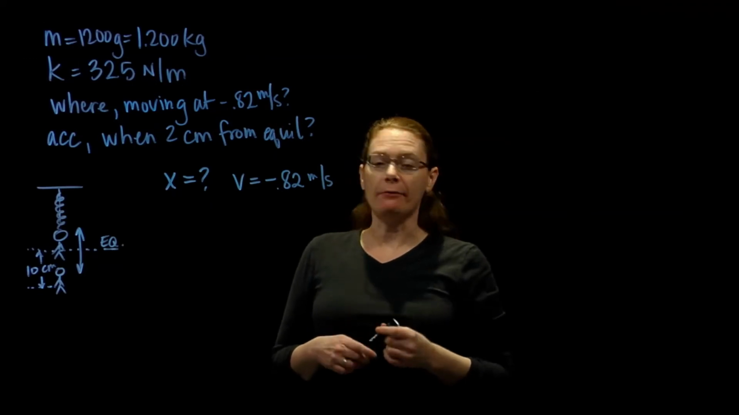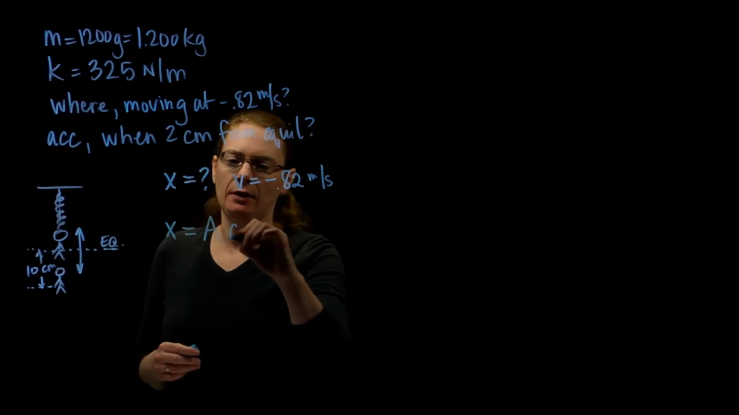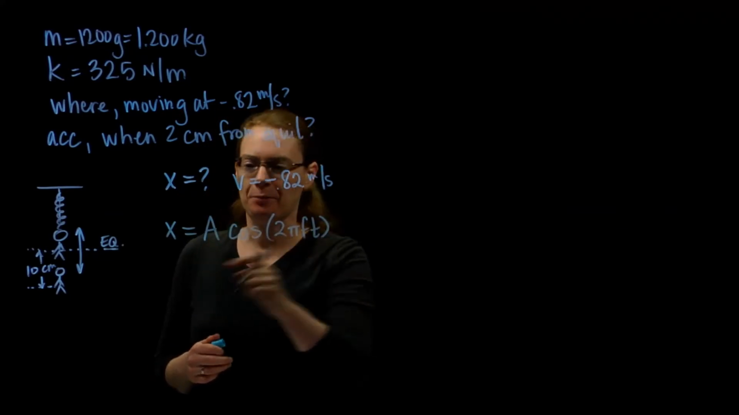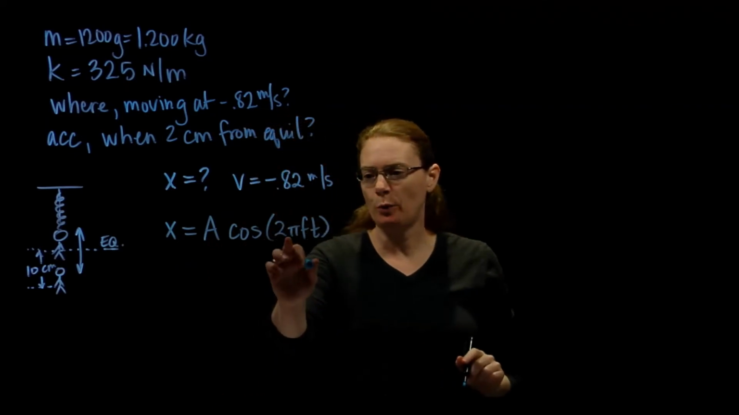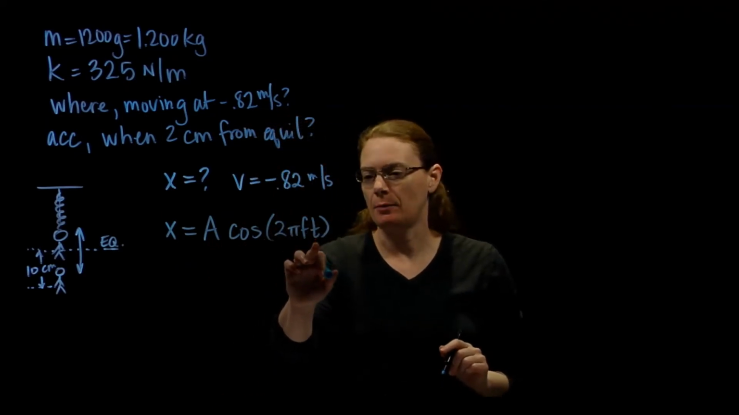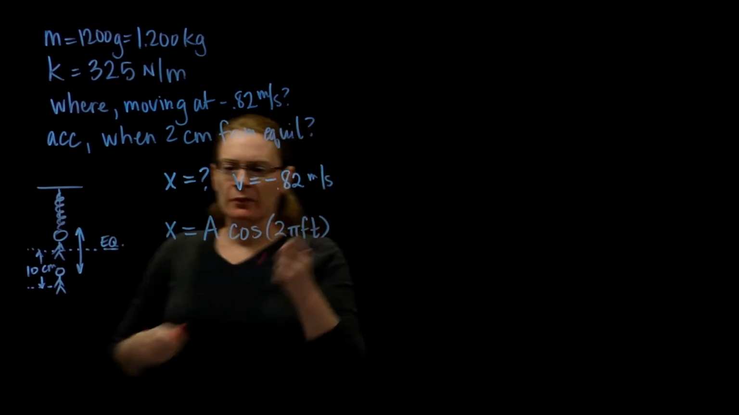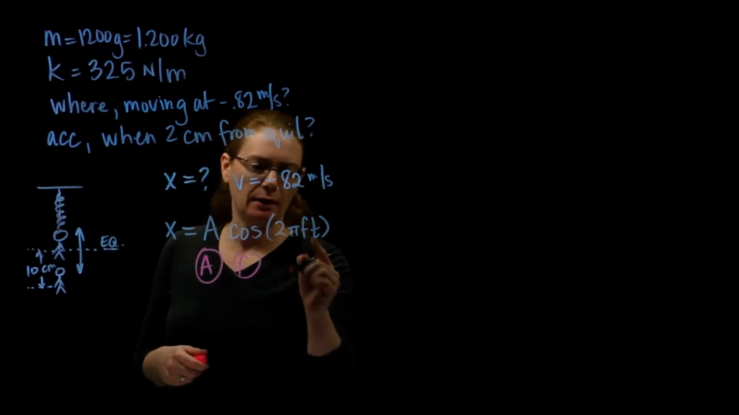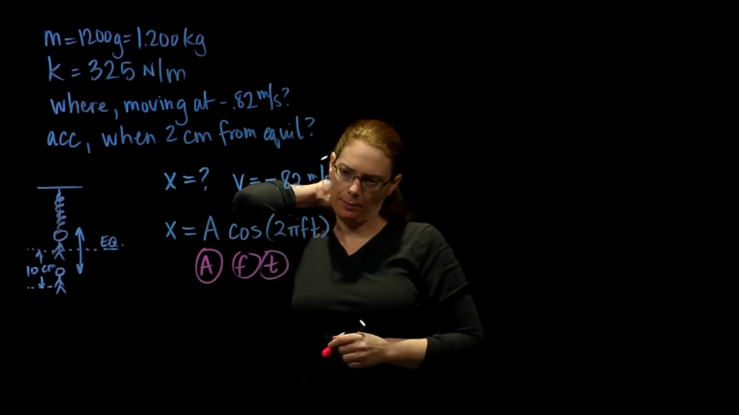Now, I have an equation for position. The equation we have for position is x = A cos(2πft). The position is the amplitude times the cosine of 2 pi times the frequency times the time. So what do I need to know? I need to know my amplitude, my frequency, and my time. I need to know that in order to solve this problem.